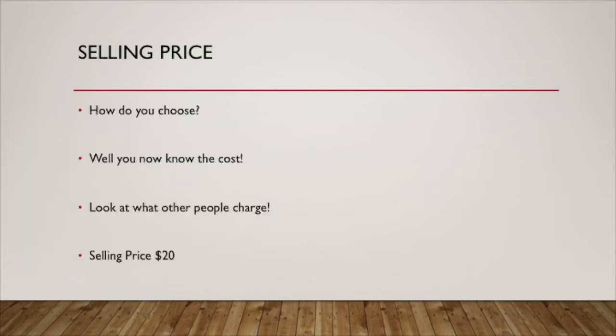So let's go to slide 16. How do you choose the selling price? Well, you know the cost now, right? So also you must look at what other people charge. She decided to sell a shirt for $20 because that was in the range of what people were selling shirts for. And she knew it was above her cost to make it, right? That's very important. So that's what she did. Selling price $20.